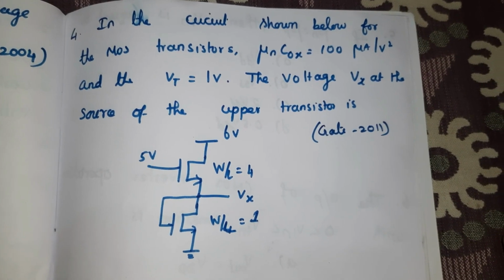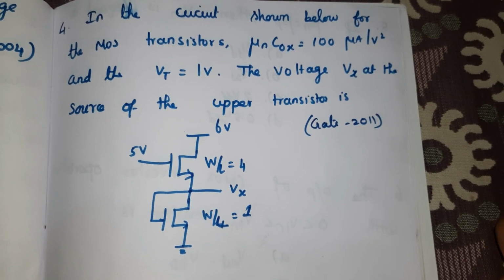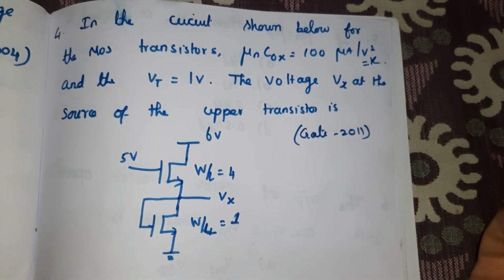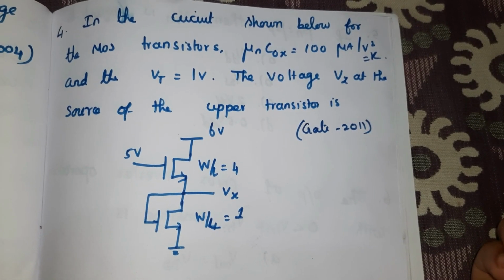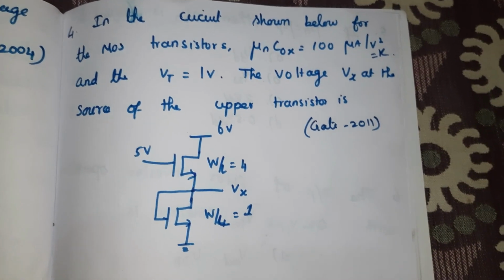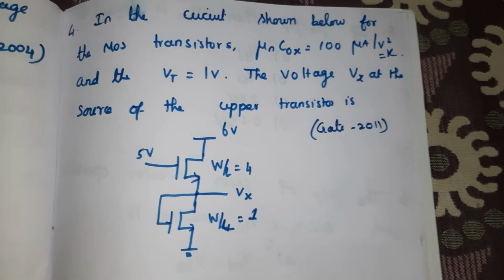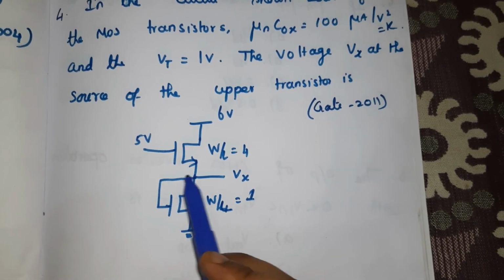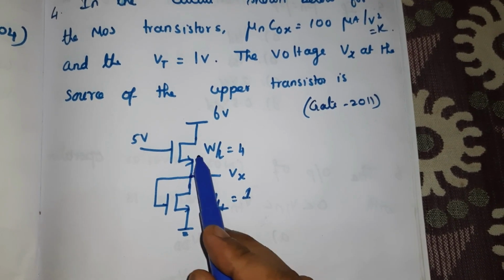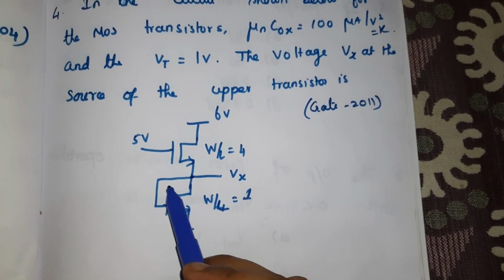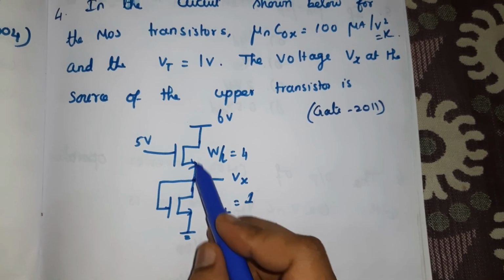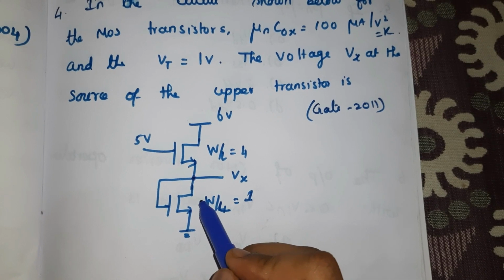Next question, in the circuit shown below for a MOS transistor, Mn Cox is equal to 100 mu A divided by V square, and this is equal to K, and VT is equal to 1 volt. The voltage Vx at the source of the upper transistor is... This is a question from GATE 2011. Here the condition is the gate of this is connected to the source of the first transistor. Now the gate is connected to the source of this terminal, so we can say this transistor always operates in the saturation region.